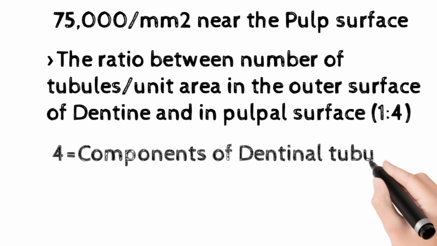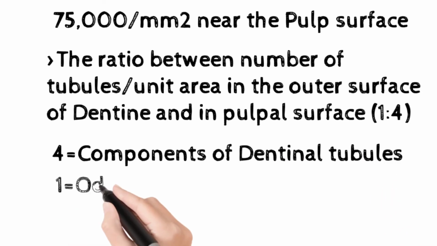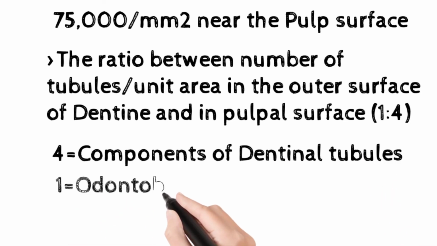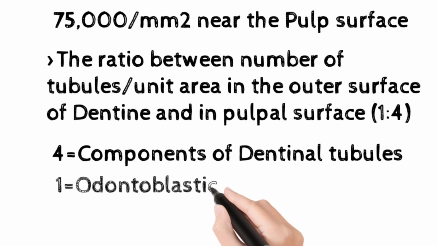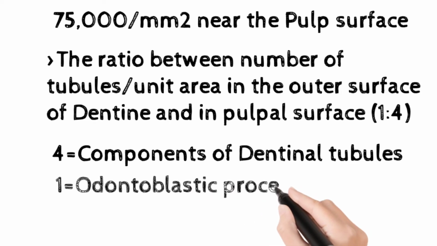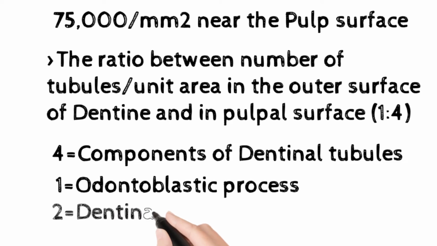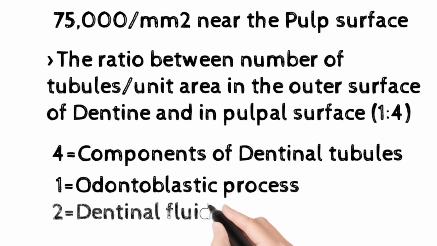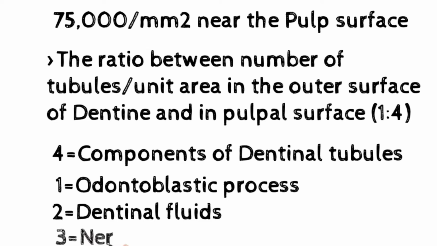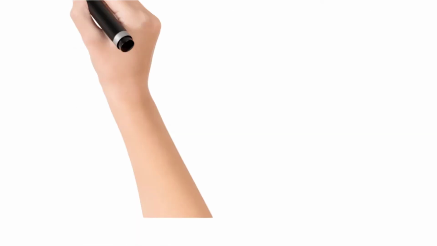Now come to the components of dentinal tubules. There are three components of dentinal tubules. Number one is the odontoblastic process of odontoblast cell. Second is the dentinal fluids which is responsible for its sensitivity, and the third is the nerve fibers which present in dentinal tubules.